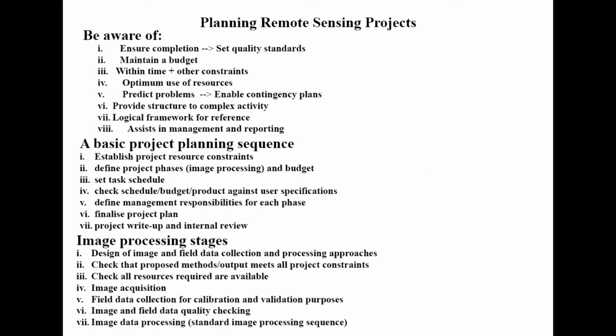Anyway, finally, we're in planning remote sensing projects. You want to make sure that you follow these three main categories. You can just read that yourself. But basically, if you look at the basic project planning sequence, the second group, you're establishing project resource constraints, and then you want to define your project phases and budget and set the task schedule. So you're doing all this for your employer. Then you want to check the schedule, the budget, and the product against user specifications. Remember, the employer wants all this stuff for the client that you'll be working with.